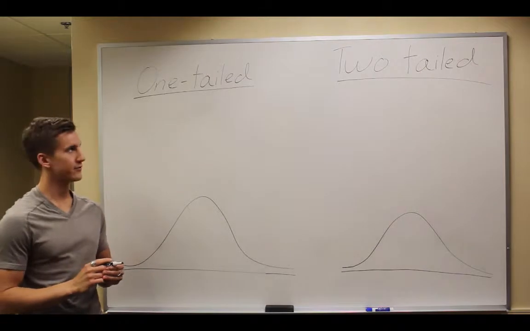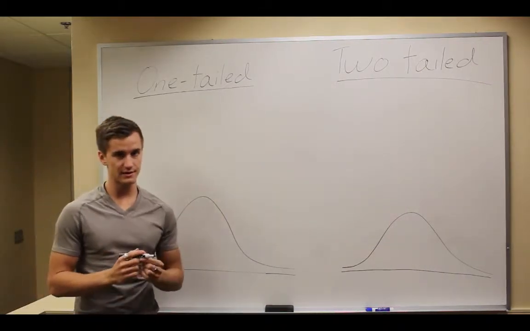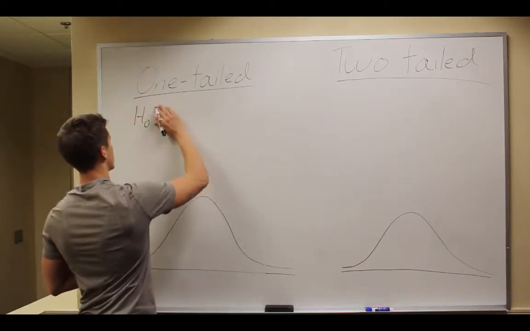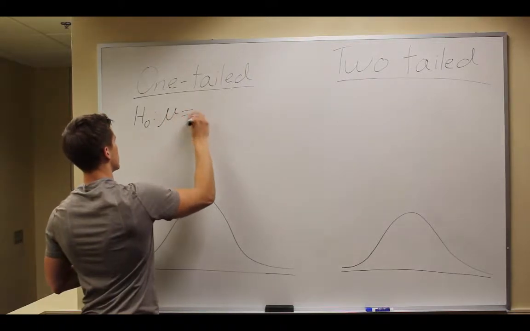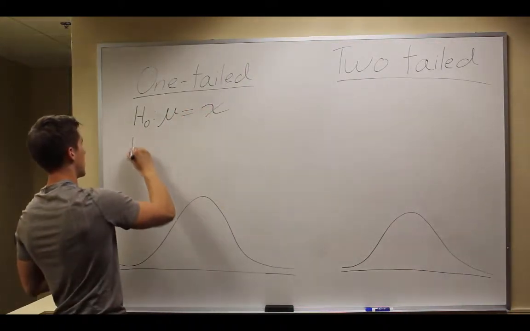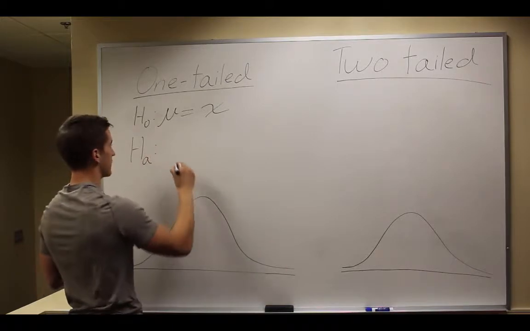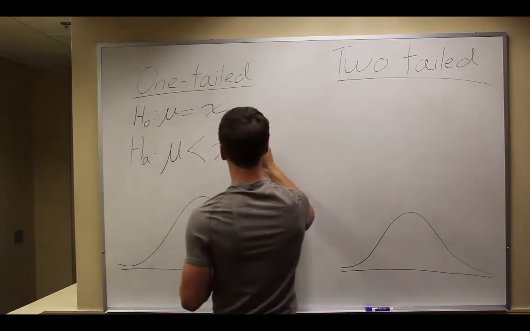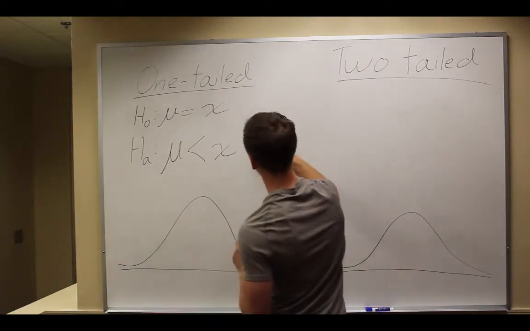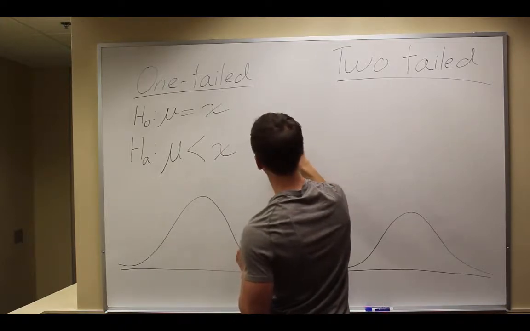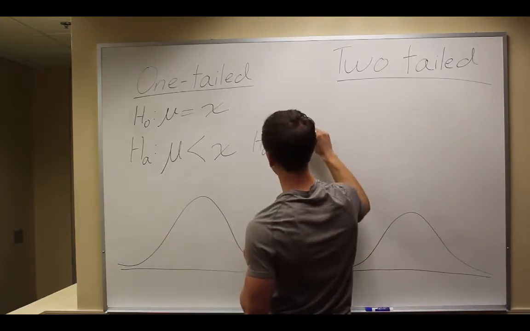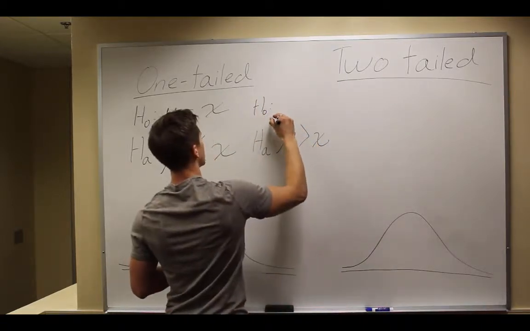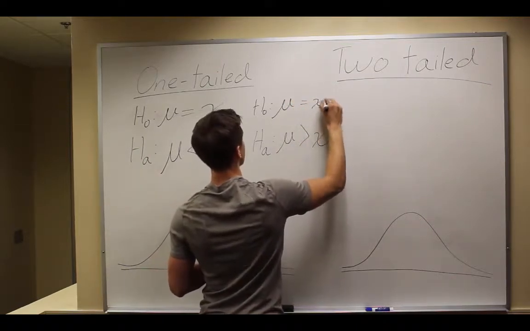I'm going to be talking to you today about the difference between a one-tailed test and a two-tailed hypothesis test. So with a one-tailed hypothesis test, we're going to be looking at a null hypothesis that mu is equal to x, for example. And with a one-tailed hypothesis test, it can go either two ways. It can go mu is less than x, or we can test for another alternative hypothesis that mu is greater than x, with the same null hypothesis that mu is equal to x.